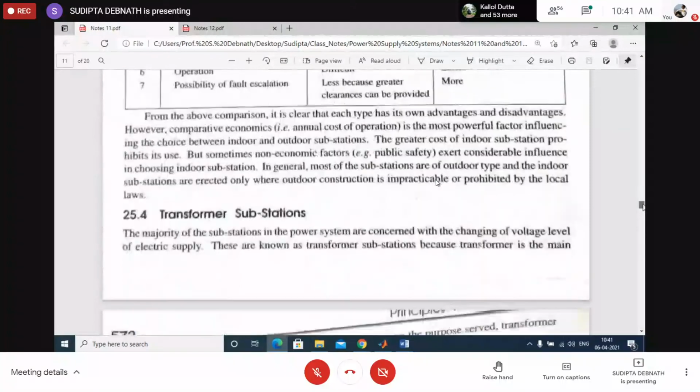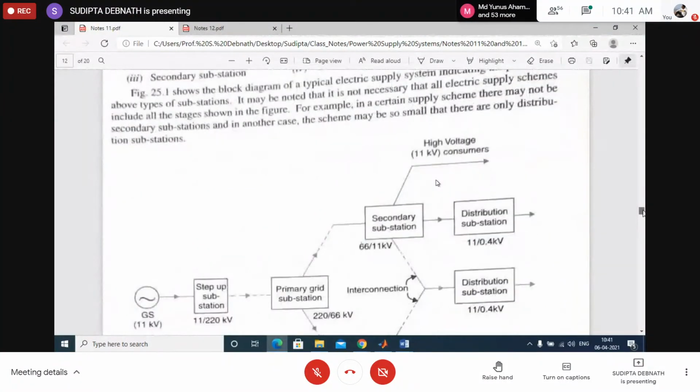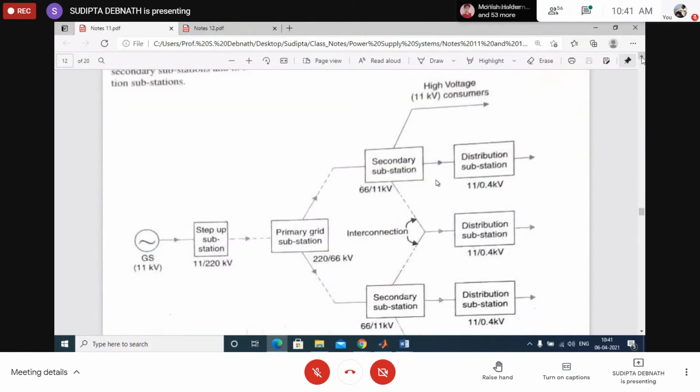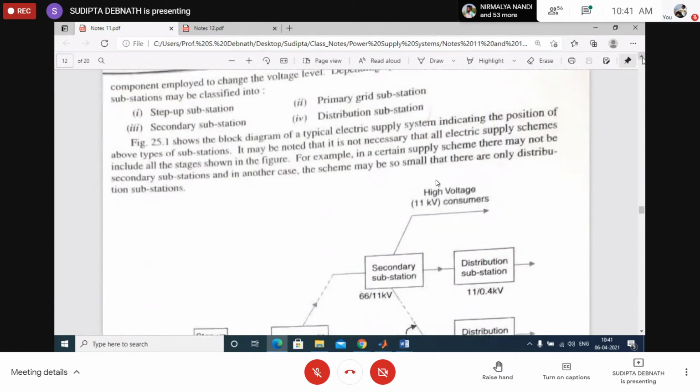What is a transformer substation? You know the single line diagram of the power supply system, isn't it? You have already studied it, though it is drawn in a different way. We have shown it in vertical direction; this is shown in horizontal direction. Depending upon this power supply scheme, transformer substations can be of four types: step up substation, primary grid substation, secondary substation, and distribution substation.